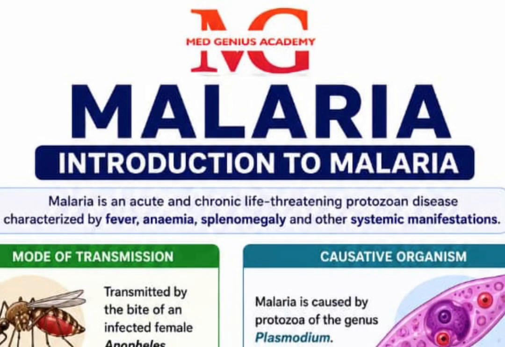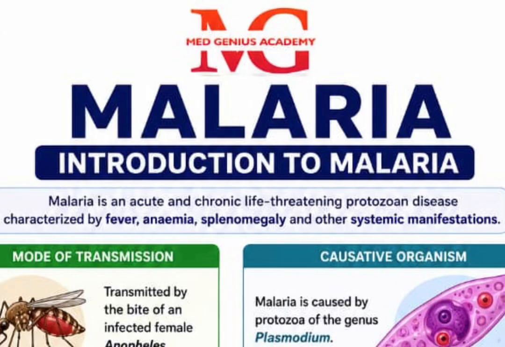So now the first thing, we're introducing what malaria is. Malaria is an acute, chronic, life-threatening protozoa disease. Note it: it's an acute and chronic life-threatening protozoa disease, because sometimes when it is starting it could be acute, and the symptoms are very minimal. Are you getting me now?